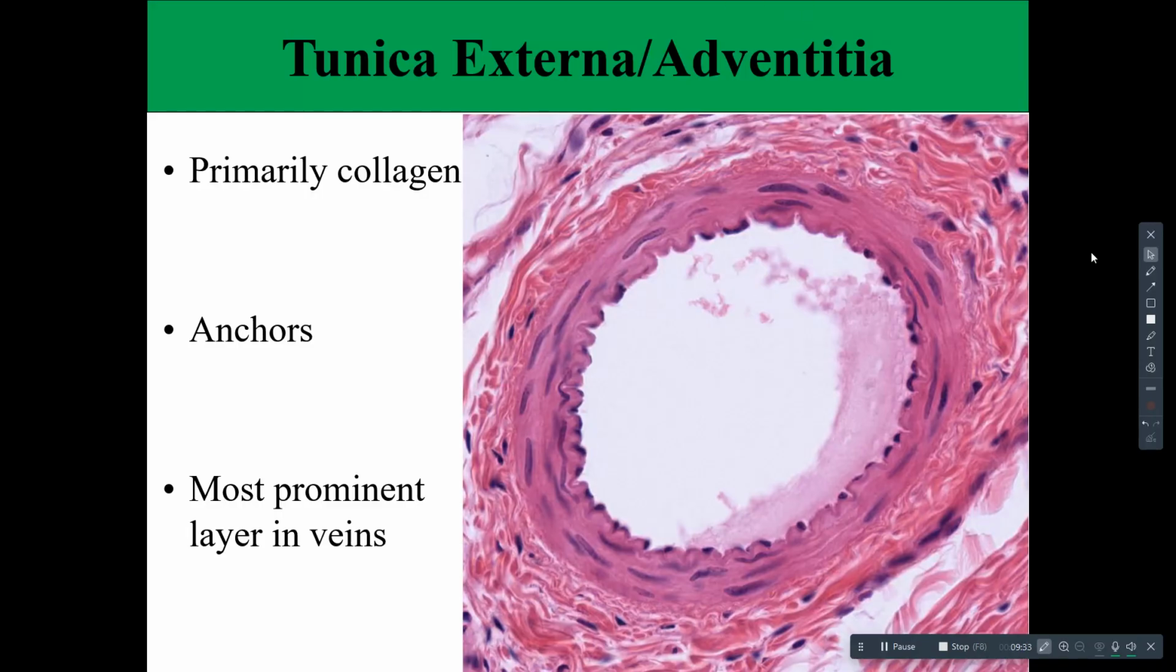And I can see it. Let's draw a little arrow on it. I can see it right here. There's my adventitia. And this adventitia or externa, I like both names. I like the name externa because it's on the outside. I also like the name adventitia because basically the word adventitia means it's something like from the outside, okay?